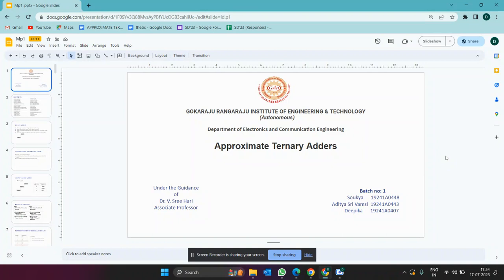Here we worked on a project named Approximate Ternary Adders under the guidance of Dr. V. Srihari sir. Our project is about reducing the hardware complexity, increasing the efficiency, as well as decreasing the power delay product and the power consumption. Using the approximation technique, we can decrease the hardware complexity, and using the ternary logic in the adders, the power delay product and the power consumption decrease. So we have used the ternary logic, but not the binary logic.